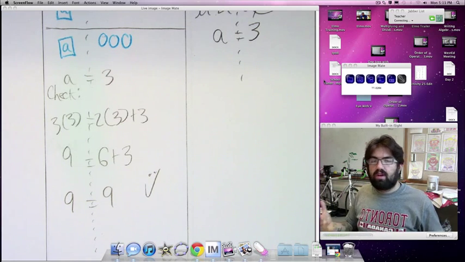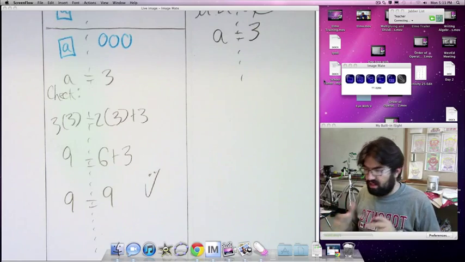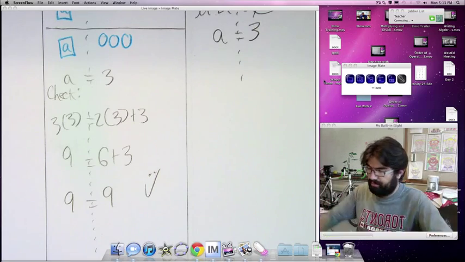Not too bad. Having a variable on each side doesn't mean it's the end of the world. It just means we've got to take our time a little more slowly. Let's look at the next example.